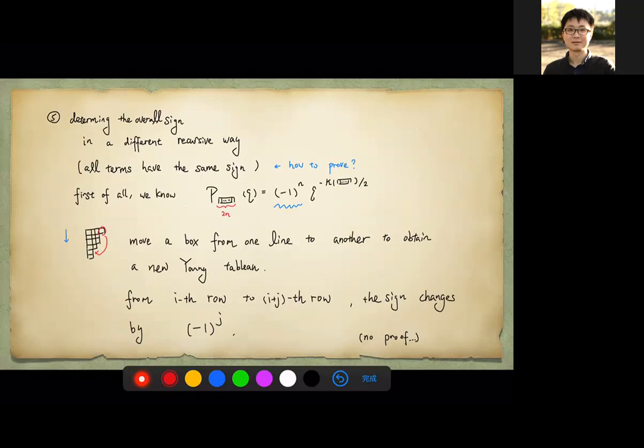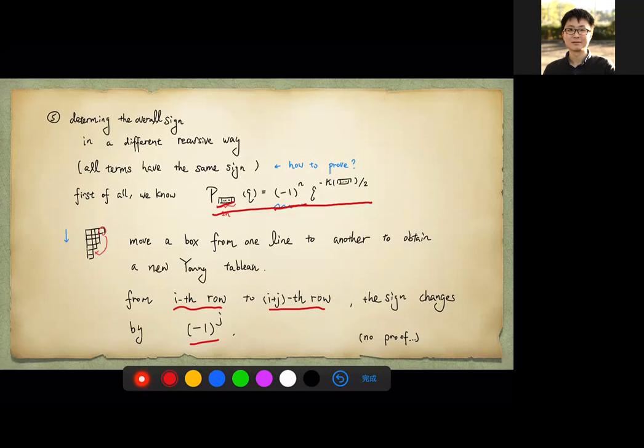First of all, we know the sign of this polynomial with all boxes in just one row, and the rule is that if we move one box from the ith row to the (i+j)th row, then the sign actually changes. There's only one overall sign, and all the coefficients have the same sign in our observation.